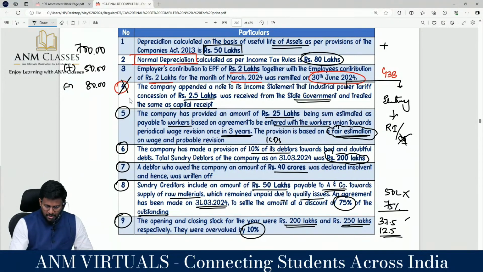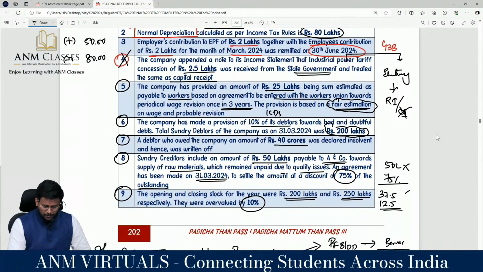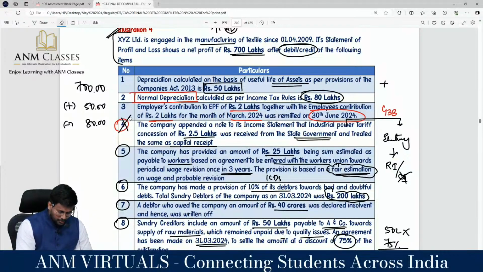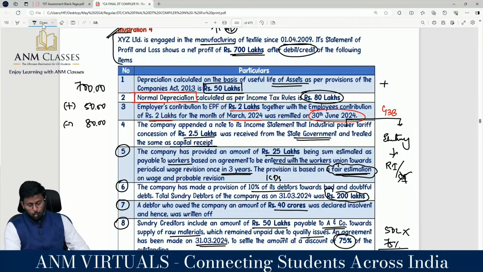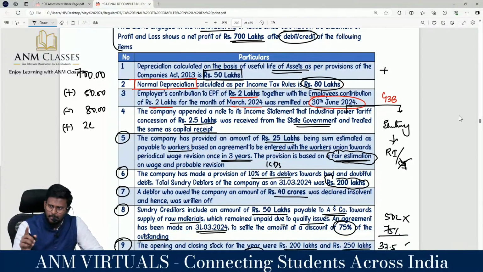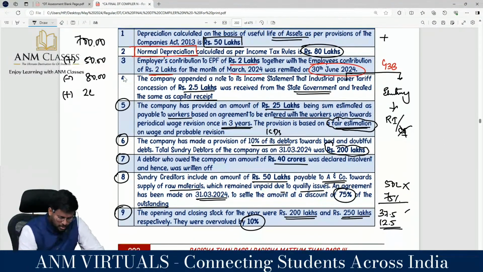I'm leaving this point. Company has provided an amount of 25 lakh. Oh, I missed that point. Sorry. Employer's contribution to EPF of rupees 2 lakh together with the employee's contribution of 2 lakh for the month of March was remitted on 3rd June. Sir, whose contribution is allowed? So I should add back 2 lakh because 43B time limit is applicable only for employer's contribution.